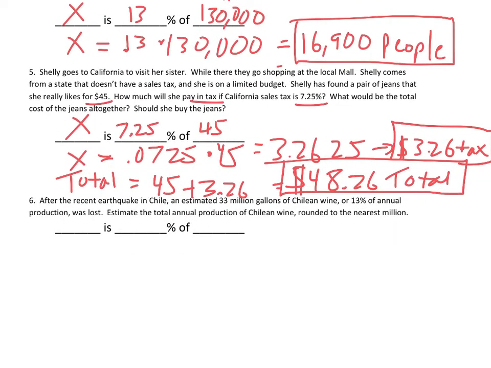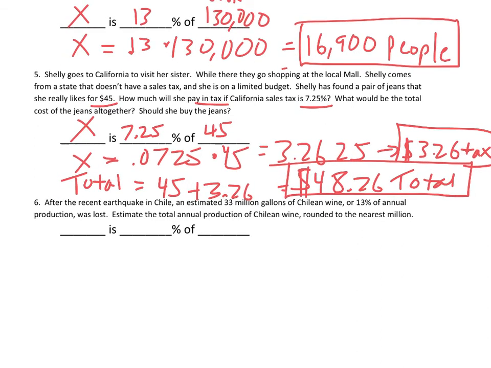All right, last one. After the recent earthquake in Chile, an estimated 33 million gallons of Chilean wine, or 13% of their annual production, was lost. Estimate the total annual production. All right, so we don't know the total. So X, the total, or the whole, is what we don't know. We know the partial, 33 million, is 13% of X. Now, I'm not going to put the million in there, but we'll just remember that our answer is in millions.